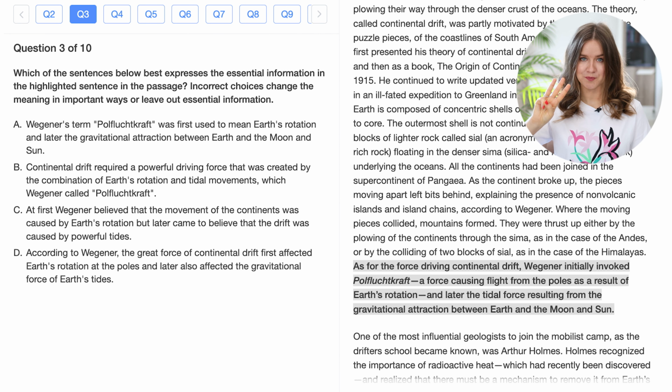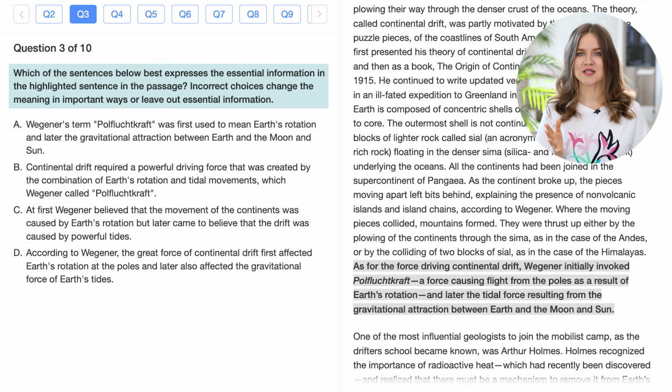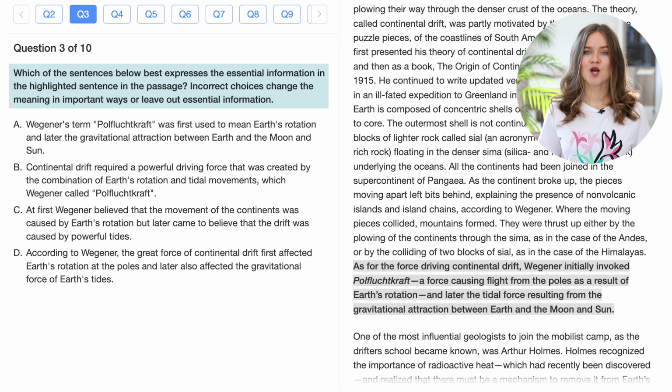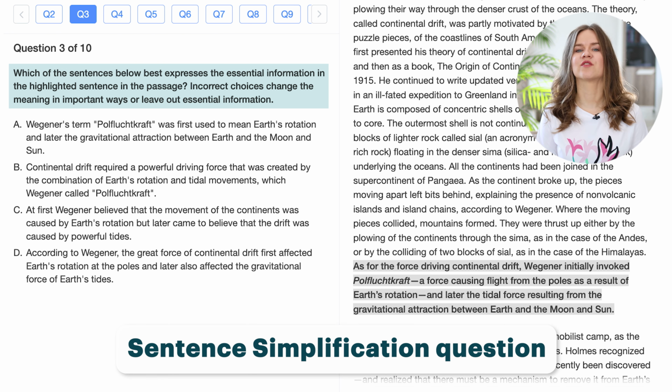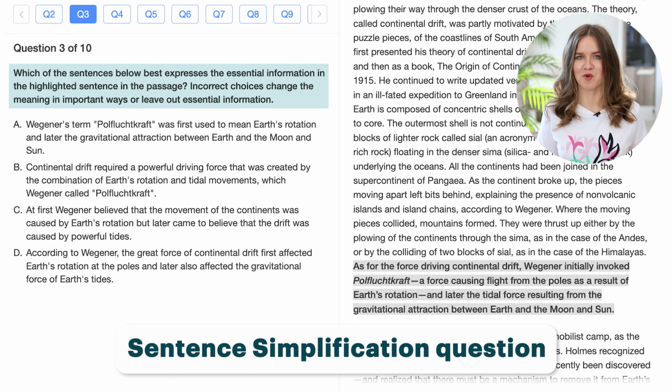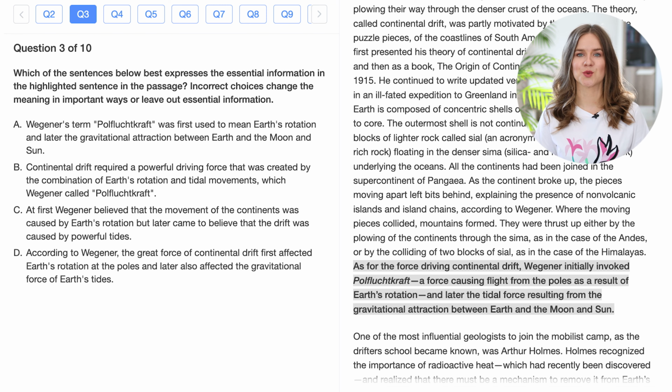Question 3. Which of the sentences below best expresses the essential information in the highlighted sentence in the passage? Incorrect choices change the meaning in important ways or leave out essential information. This is a sentence simplification question. It basically asks you to choose one sentence that is a simpler version of a more complicated sentence from the passage. Let's sink our teeth into it.